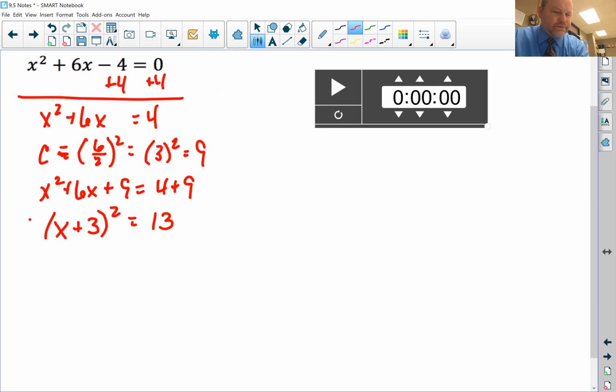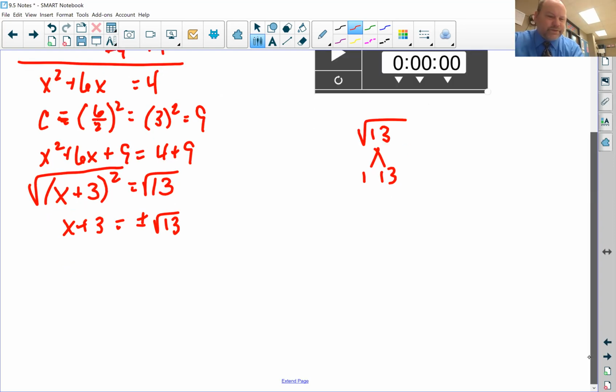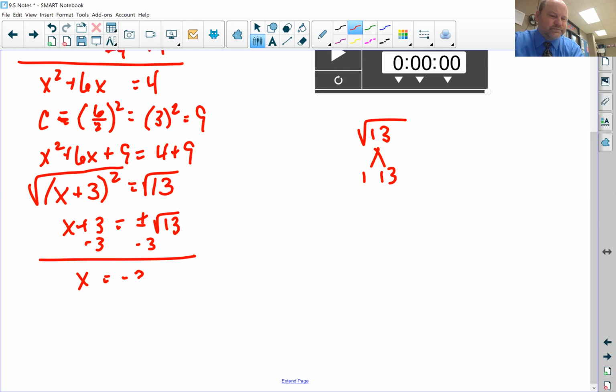Take the square root. And again, if we wanted to check the square root of 13, the only numbers that evenly divide into 13 are 1 and 13. So we can't take out any perfect square factors. Last step, subtract 3. And there's the answer.